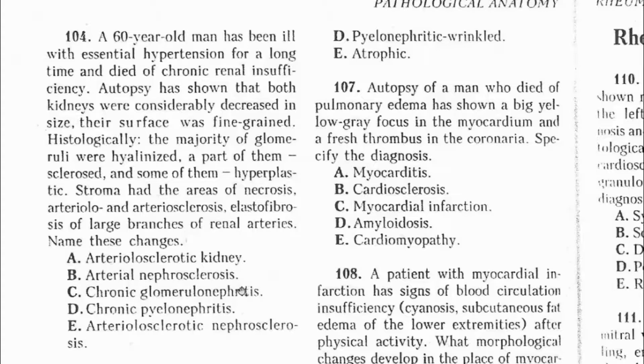Now, the main clinical morphological forms of essential hypertension include cardiac form, cerebral form, and renal form. Now, the renal form is characterized by chronic arteriosclerotic nephrosclerosis. That's the renal form. So your answer is E.